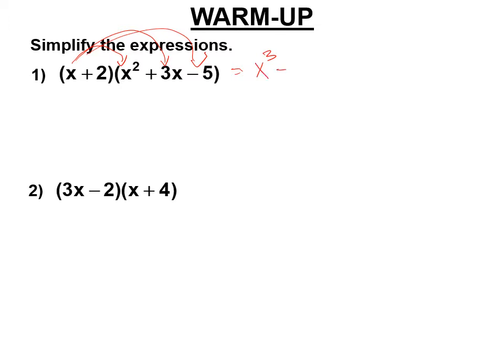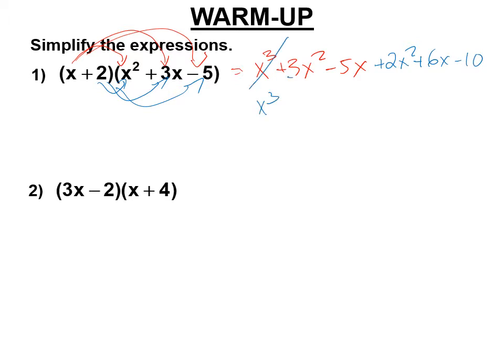And x times 3x, 3x squared. And x times negative 5, negative 5x. Then we multiply everything by 2, and we get plus 2x squared plus 6x minus 10. And then we combine our like terms. We have x cubed, 3x squared plus 2x squared, 5x squared, negative 5x plus 6x plus x, and then minus 10.